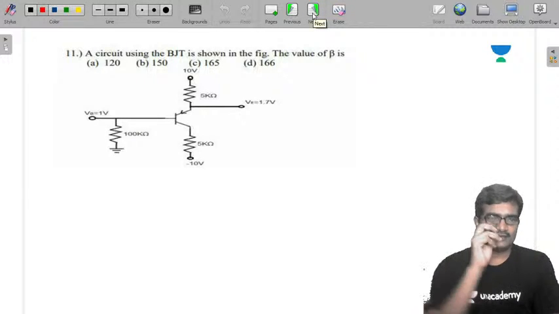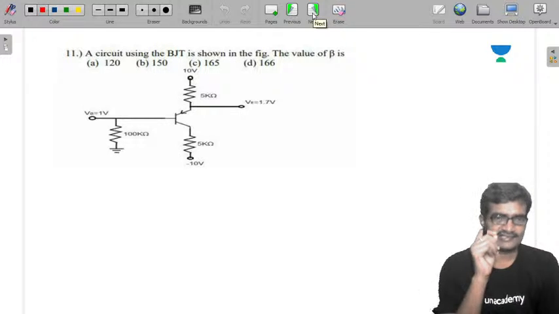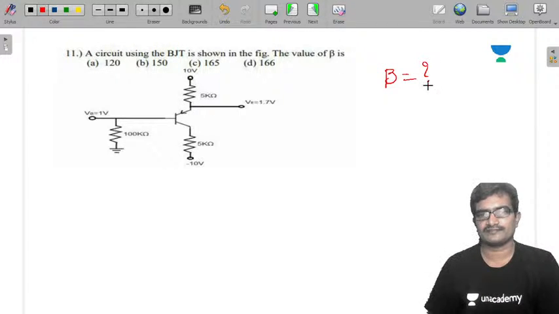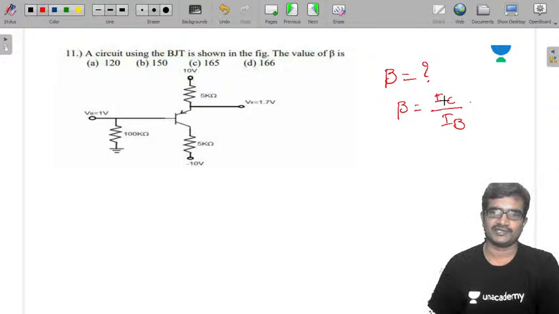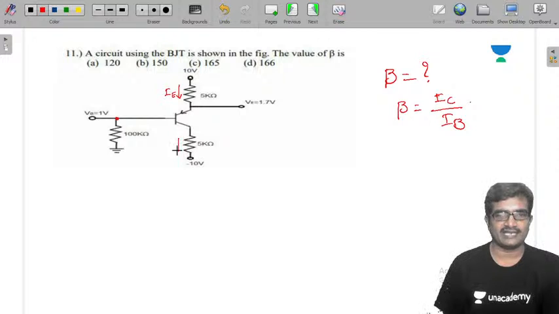Now, see this circuit using the BJT shown in the figure. The value of beta is, so here you need to calculate what the beta value is. Beta is nothing but simply IC by IB. You need to calculate the IB and IC values, substitute here, and your problem will be solved. Now this is 1 volt, you are saying the voltage at this point is 1 volt, and this is a PNP transistor. It means this is your IE, this is your IC, and this is your IB.